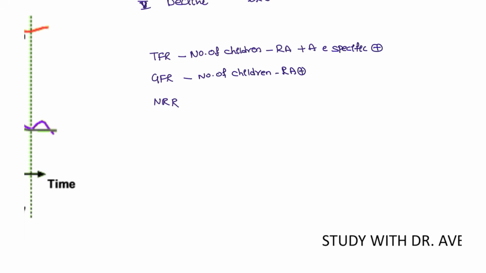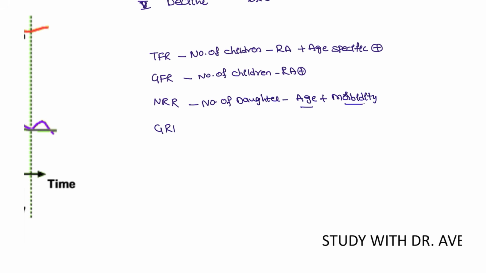Net reproductive rate is the number of daughters a female had. So these daughters' age specificity plus the mortality, age specific and also age specific to death, is also seen with the net reproductive rate.